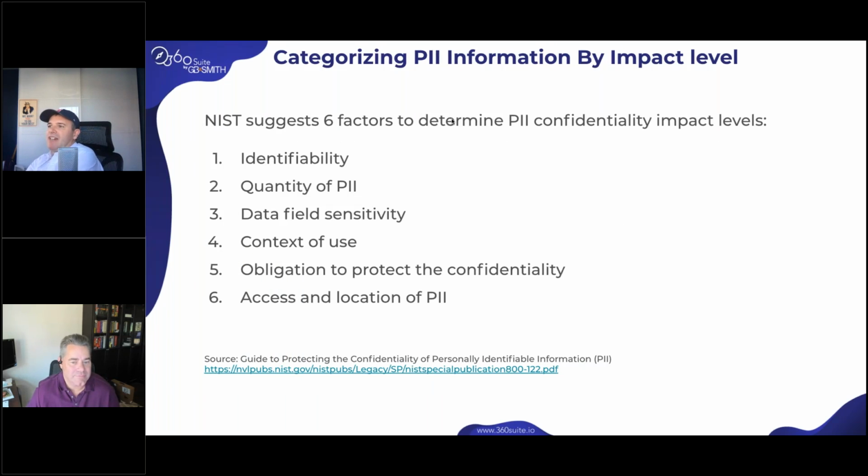In terms of categorizing the PII by impact level, there are 6 ways to determine the impact level, because each time you need to determine what's the impact of having that type of PII content within your environment. So you've got the first one, identifiability. The second one is quantity of PII. The third one is data field sensitivity, then context of use, obligation to protect confidentiality, and then access to and location of PII.